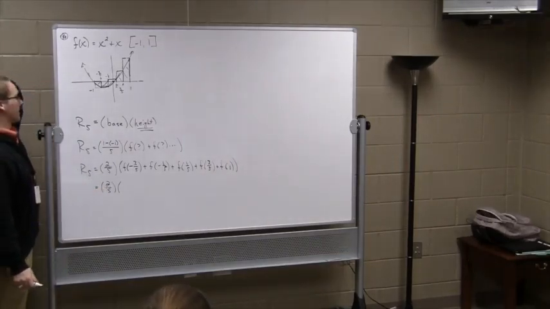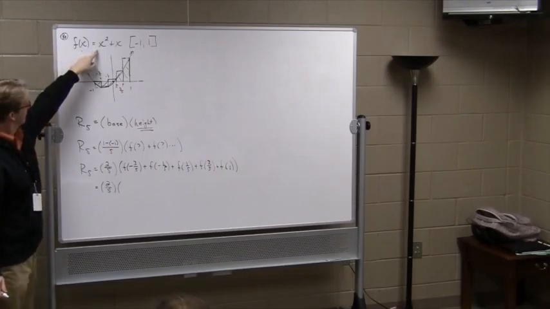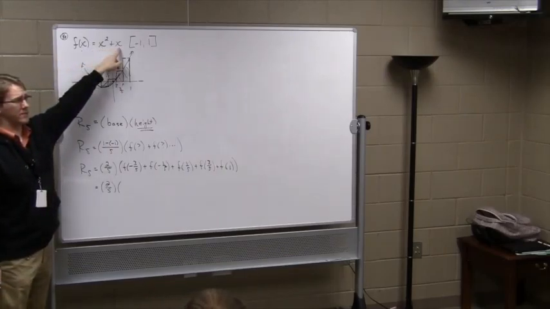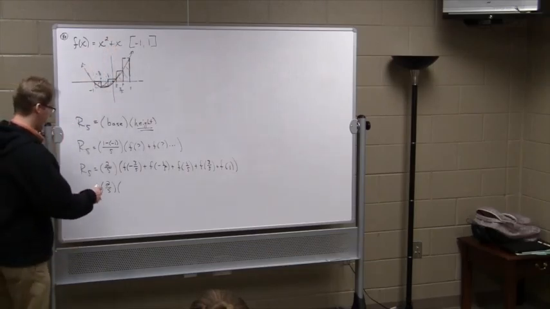Okay, -3/5. That's going to be 9/25 minus 3/5, which is 15/25, so -6/25.